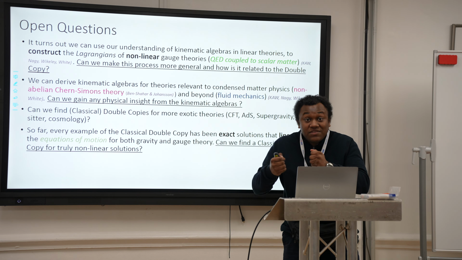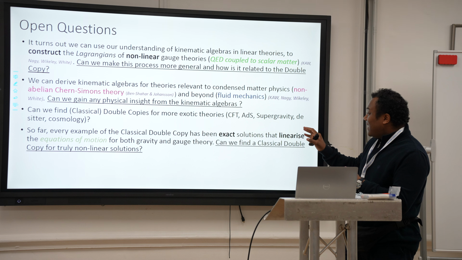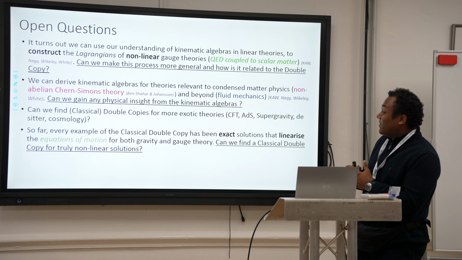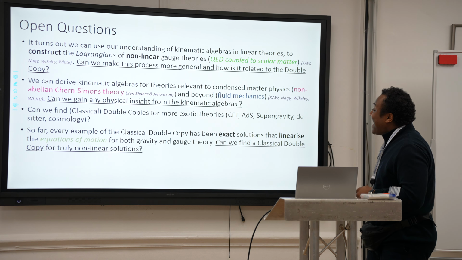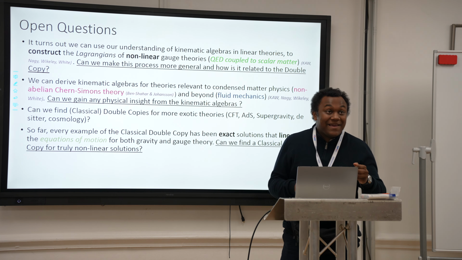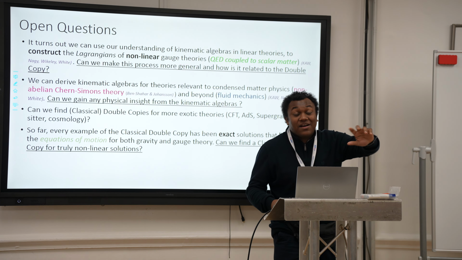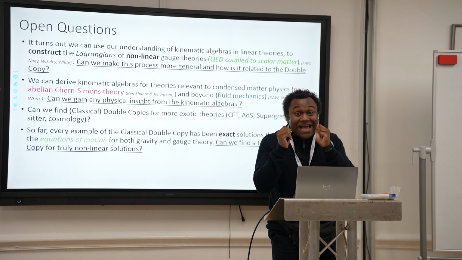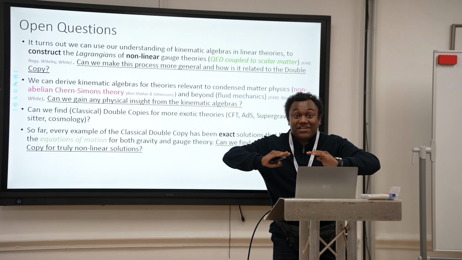Can we actually make this useful for you guys in the general community? And perhaps a more esoteric point, probably the thing I'm most scared about, is that so far from the classical double copy, this relationship of mapping exact solutions from gauge theories to gravity, all the examples we have seen have been exact solutions to the linearized equation of motion.